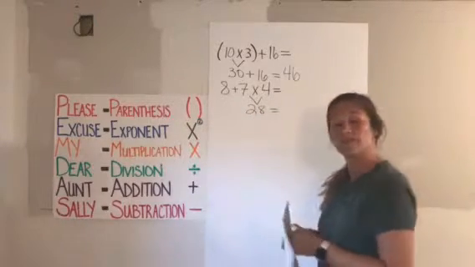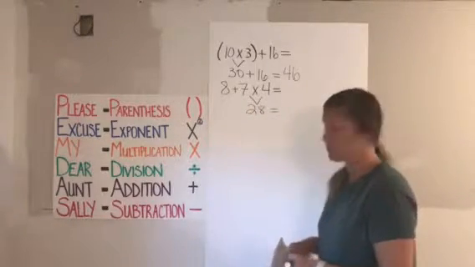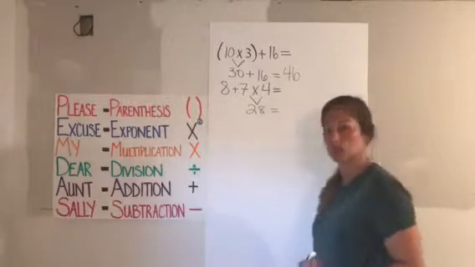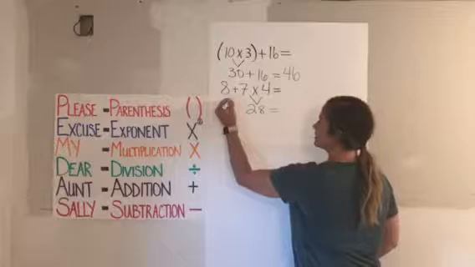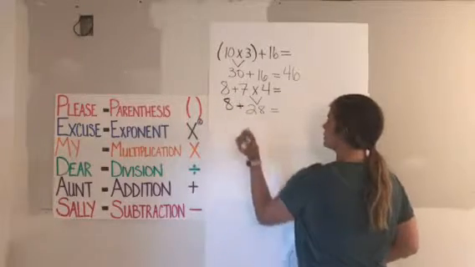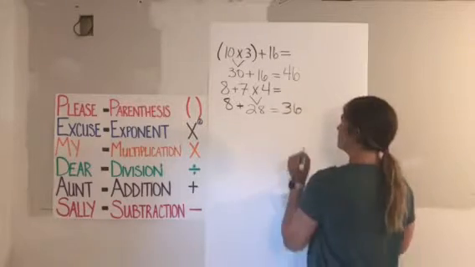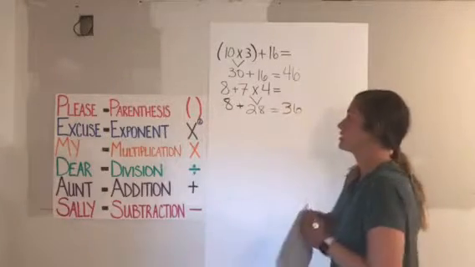Now, there's no division problem, so we go ahead and skip that one. And then we go straight on to the addition problem. So we'll do the addition. Bring down the 8 plus 28 equals 36. And that'll be our first answer here.